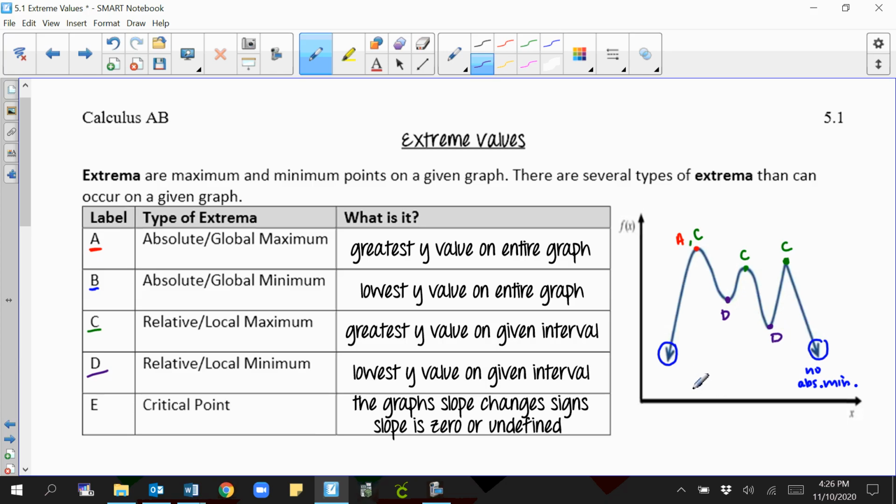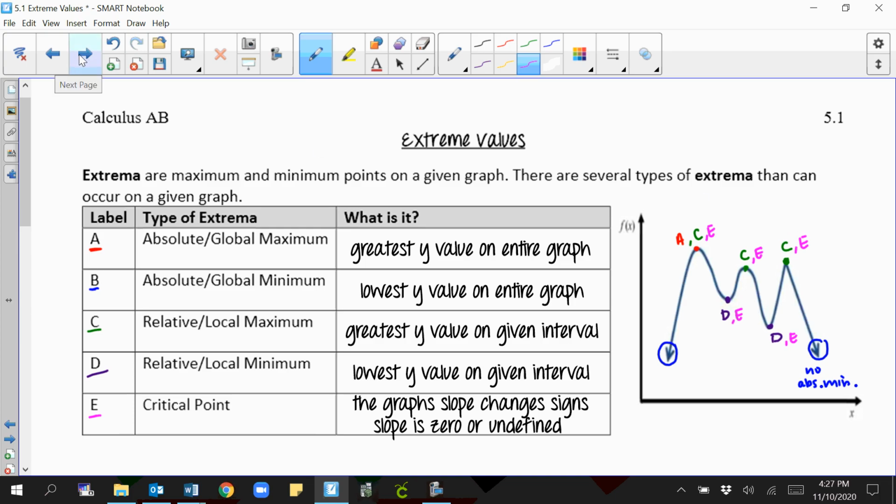And then a critical point is any point where the slope is 0 or undefined. So a critical point is all of these points that we just talked about. It's a critical point here because my slope is 0. My slope is 0 here, here as well. The slope is 0 here, and here it's a sharp turn, so the slope is actually undefined. So it's still a critical point, it's just an undefined slope instead of a 0 slope.